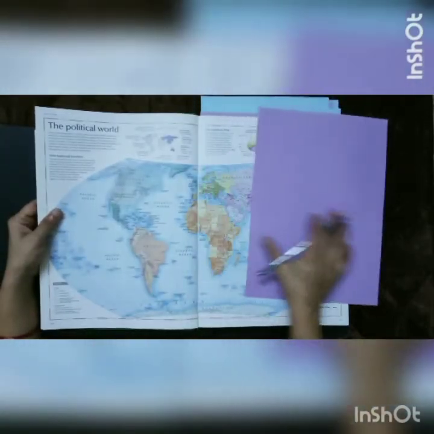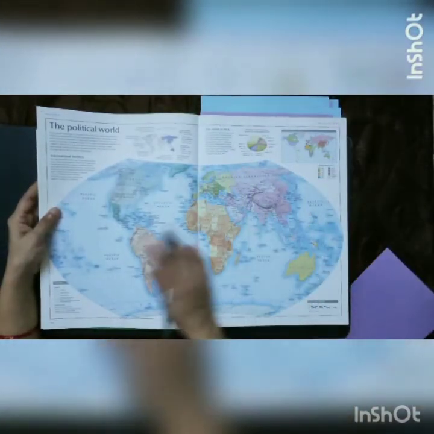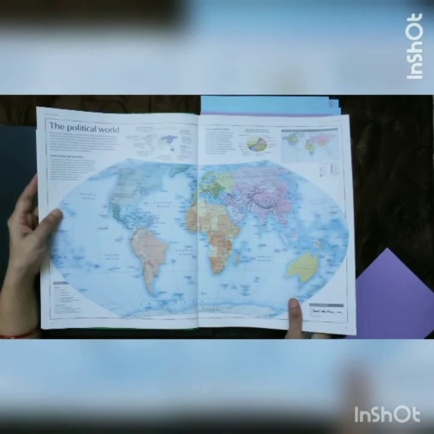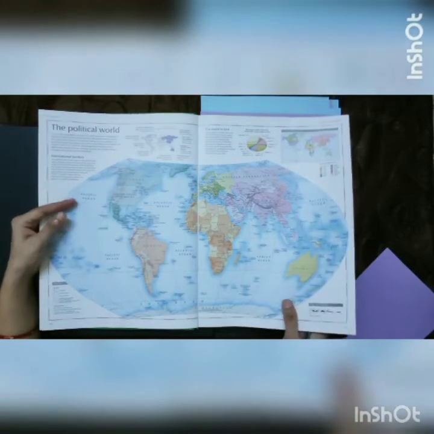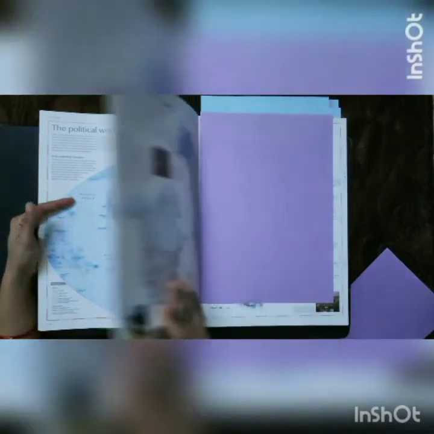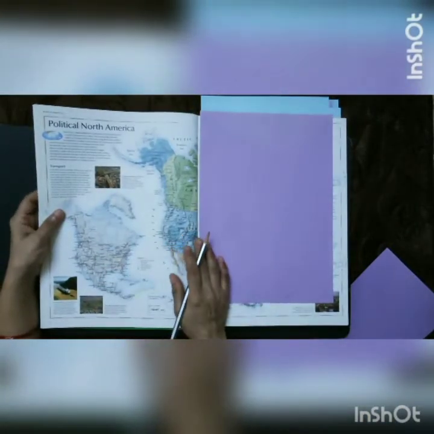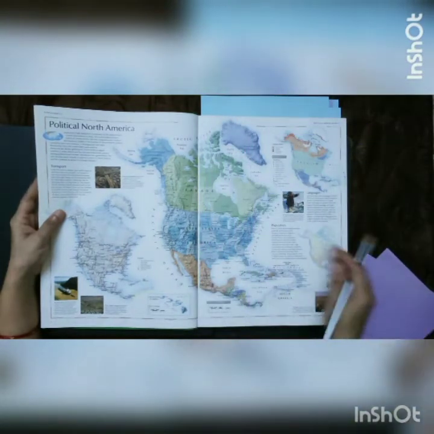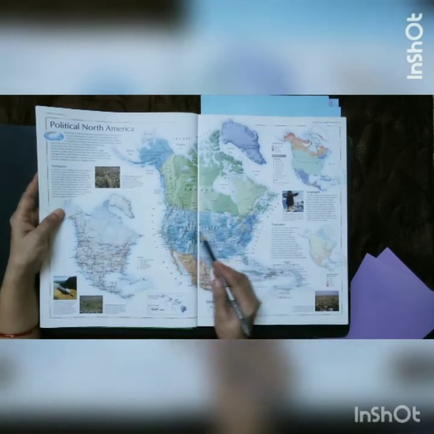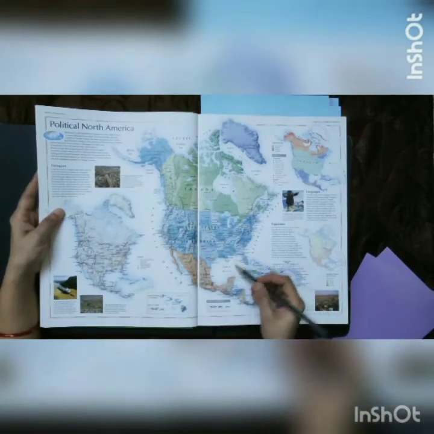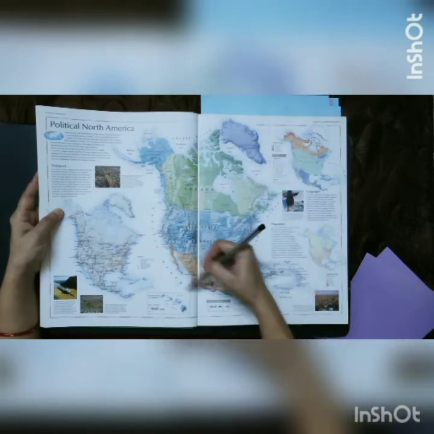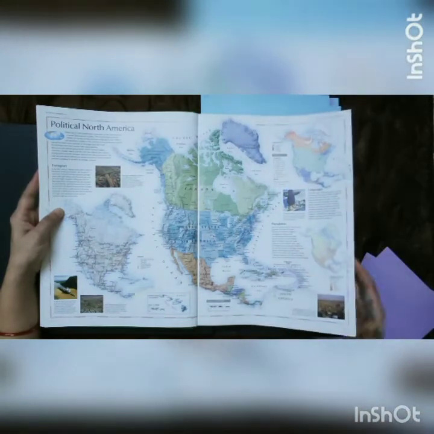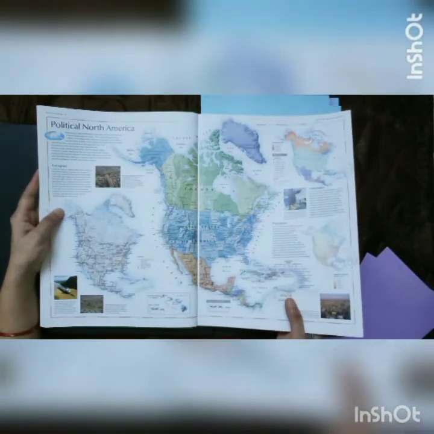Now this is the political map of the world. As this atlas belongs to the world map, it is only going to show the world maps and all the details of all the continents in the world. This is the political North America. You can see Canada, United States of America. This is the Pacific Ocean, Gulf of Alaska, Arctic Ocean.